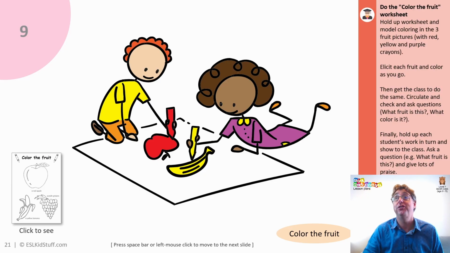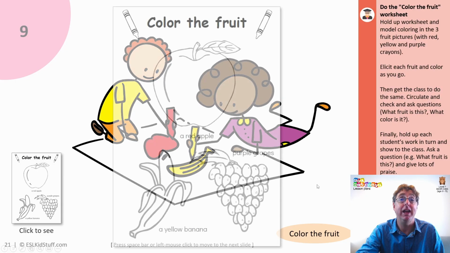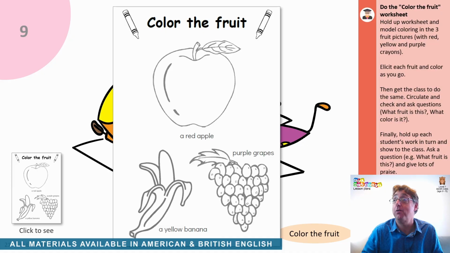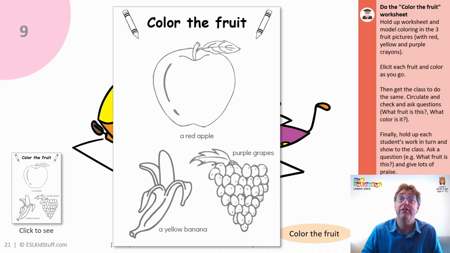Right, so now we're going to do a nice colouring worksheet activity. As you can see in the bottom corner of the screen, you can click here to see the full worksheet, and you can download and print this off from our website. And for this, it's a fun activity of just colouring in the fruit the right colours. So first of all, hold up the worksheet and demonstrate by modelling which colours to colour the fruit.